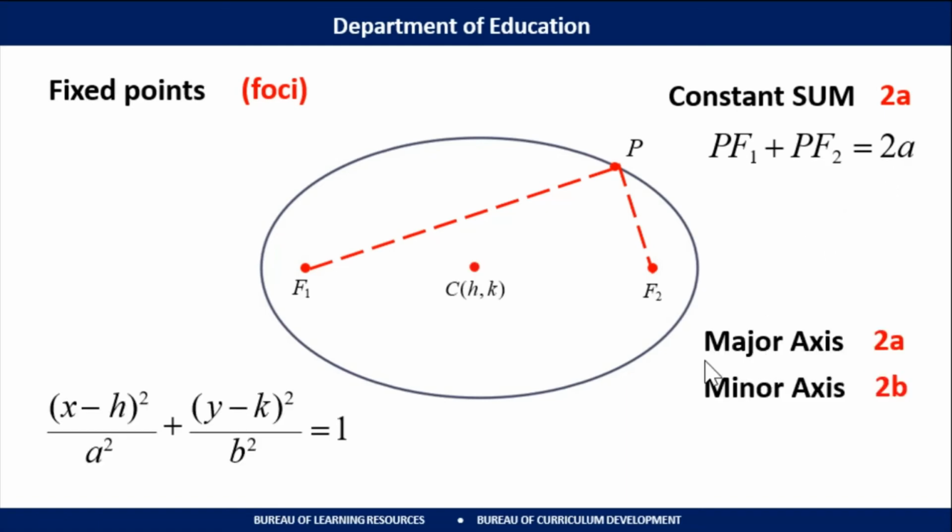Ayan. So, meron din tayong tinatawag na major axis at saka minor axis sa ellipse natin. So, yung major axis, yung mas malaki yung buka. Tapos, ito naman yung minor axis natin. And this is the standard form of the ellipse.